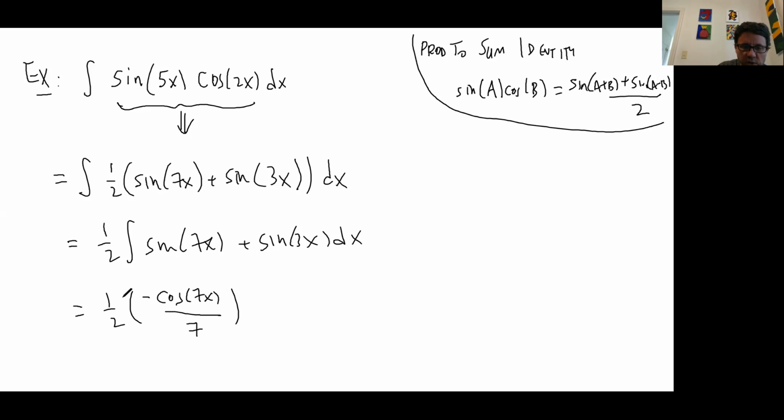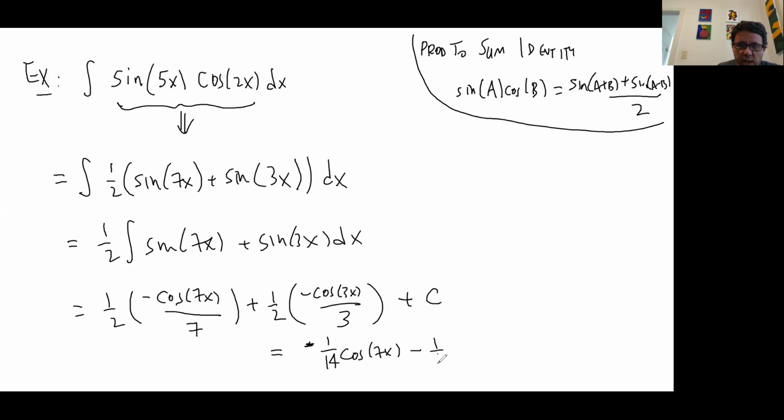And then that half is still going to be on the second one, which looks very similar. It's minus the cosine of 3x divided by 3. In the end, you can leave it like that. If you wanted to clean it up a little bit, you could combine the denominators, so minus 1/14 cosine of 7x and minus 1/6 cosine of 3x.